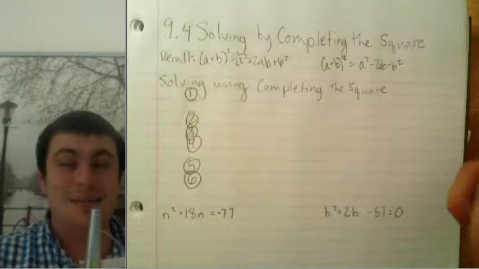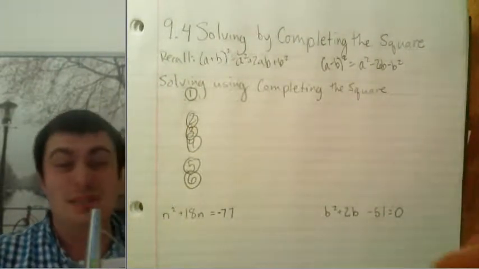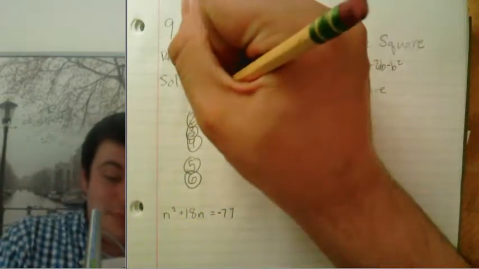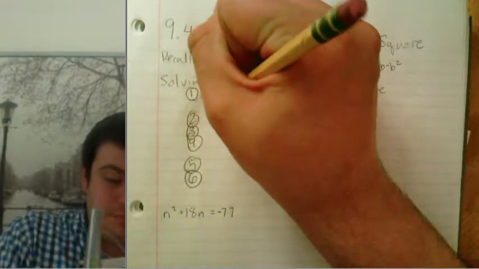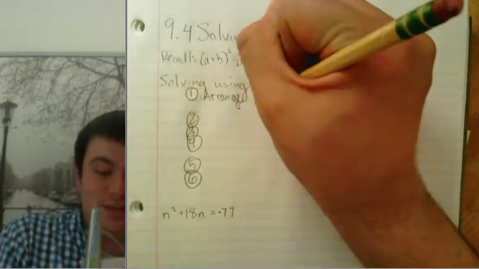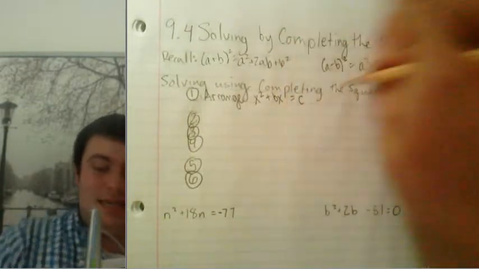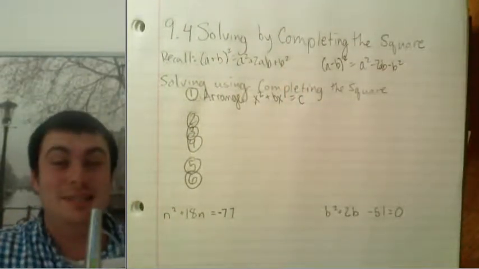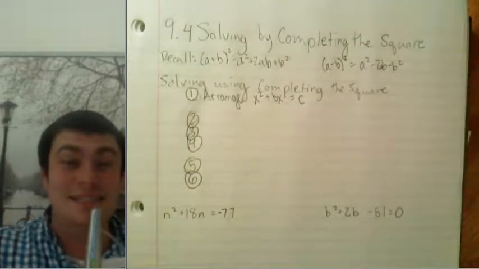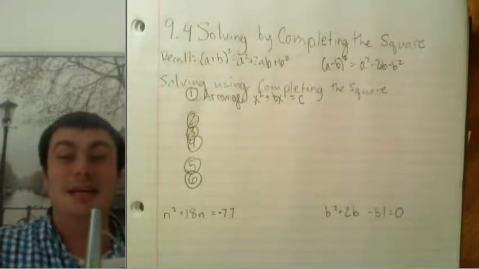Now, there's 6 steps to completing the square, but it really only feels like 2 steps, which is nice. One is that we need to arrange our equation so that it looks like x squared plus bx equals c. Now that c could be 0, or it could be everything else moved to one side. So we need x squared plus bx equals c.